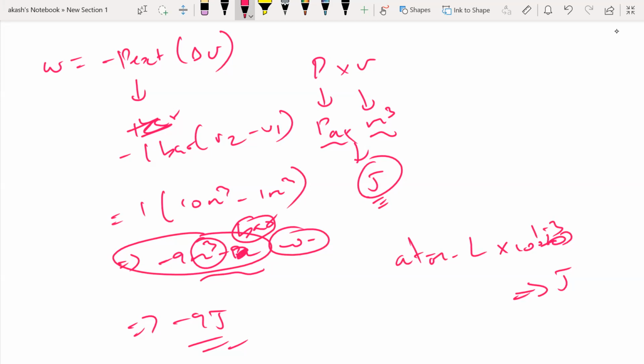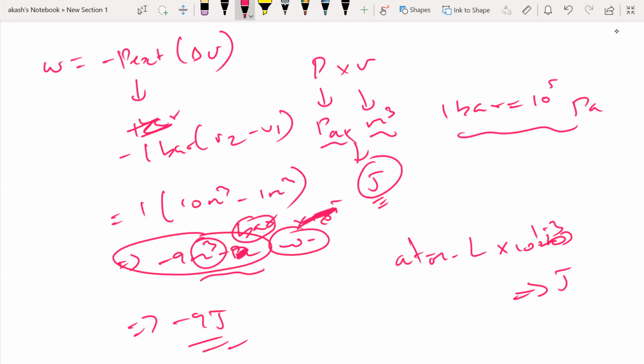1 bar is 10 to the power 5 Pascals. Is it like this? Yes, sir. Right, that's it. So now you can just convert that and put it here, and maybe if you just multiply this by 10 to the power 5, you're going to get the answer in terms of joules. Okay, that also you can do.